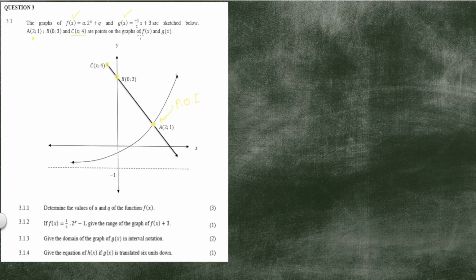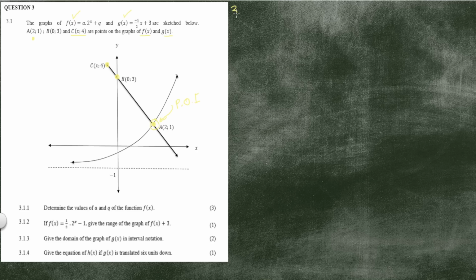These are the points on f and g. So all of these points are the points lying on f and g. Now, for the exponential graph, we only have one point that lies on this graph. It's point A. Now, we are done interpreting here. We are done reading through the question and just understanding the sketch in general.